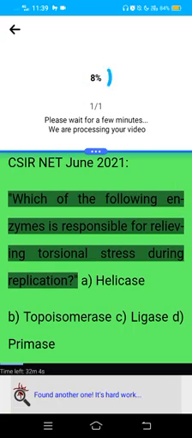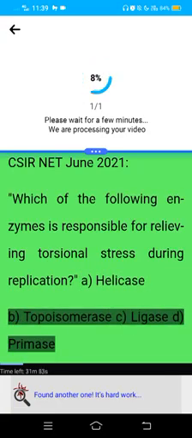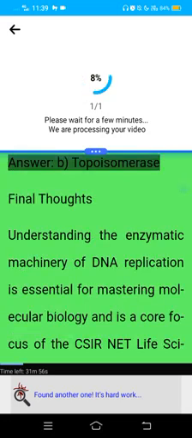CSIR-NET June 2021. Which of the following enzymes is responsible for relieving torsional stress during replication? A. Helicase. B. Topoisomerase. C. Ligase. D. Primase. Answer: B. Topoisomerase.